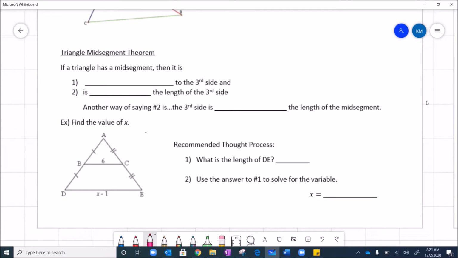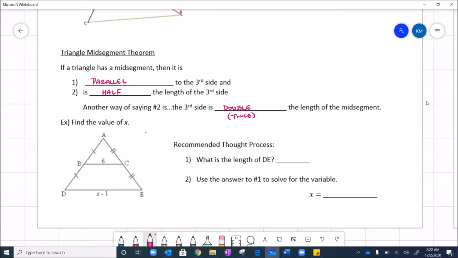Okay, triangle mid-segment theorem. If a triangle has a mid-segment, then it is parallel to the third side, and it is half the length of the third side. Okay, so a mid-segment isn't just this thing. It actually has properties that are consistent. It's going to be parallel to the third side and half the length of the third side. Another way of saying number two is that the third side is double the length of the mid-segment, or twice the length of the mid-segment.